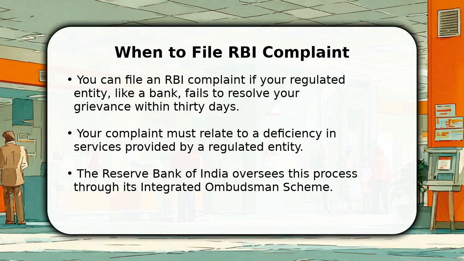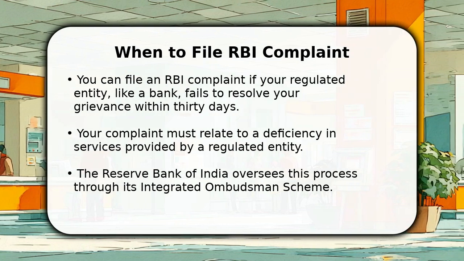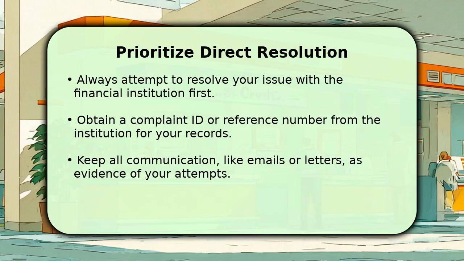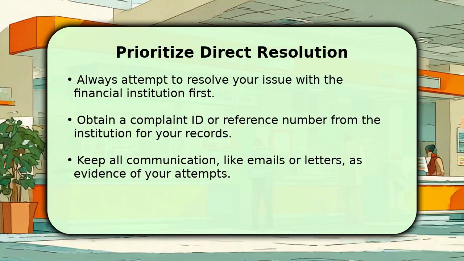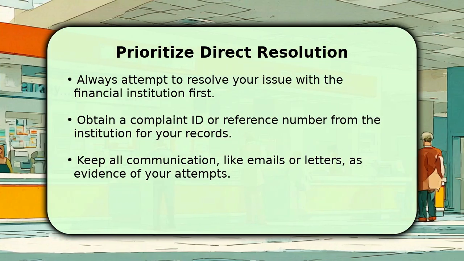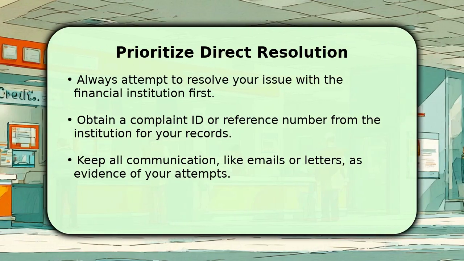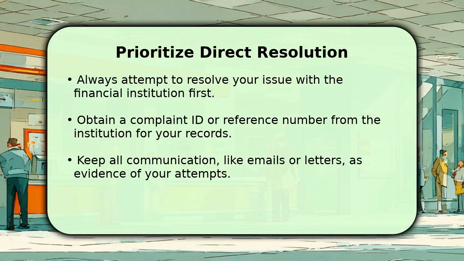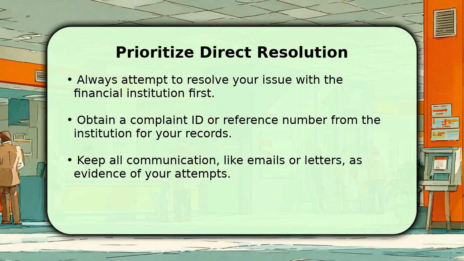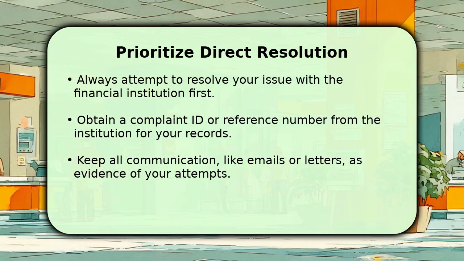This scheme ensures fair and timely redressal for deficiencies in service, protecting consumer interests effectively. Before approaching the Reserve Bank, it is crucial to first contact your financial institution directly regarding your grievance. Maintain meticulous records of your communication, including dates, names, and any complaint reference numbers provided. This initial step is mandatory and demonstrates your efforts to seek a resolution at the primary level. Having this documentation ready will be essential if you need to escalate your concern further.